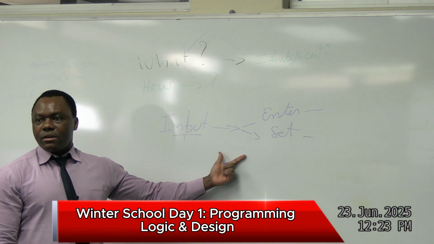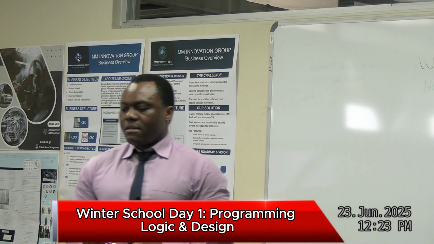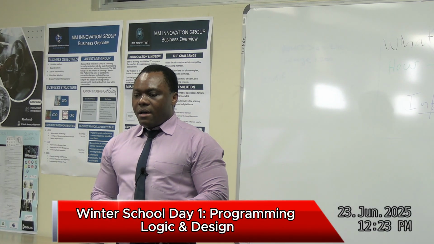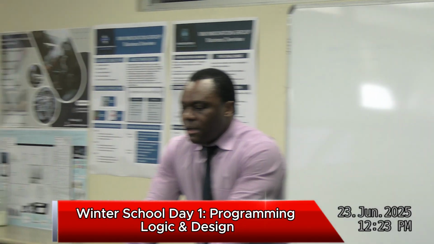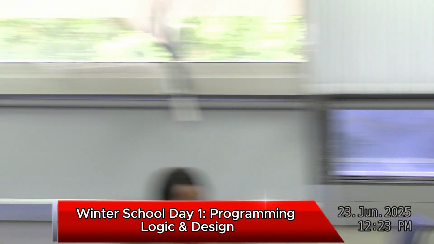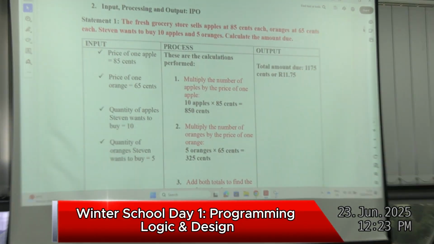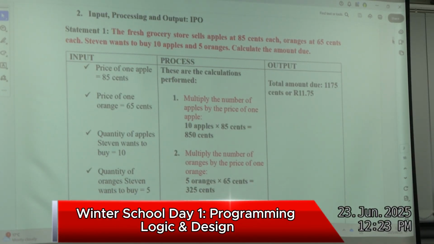You want to enter 85 cents, which is the price for apples. You want to enter 65 rand, which is the price for oranges. You want to enter the quantity that Steven wants of apples and the quantity of oranges. Everything that you'll be entering or setting up is the input.